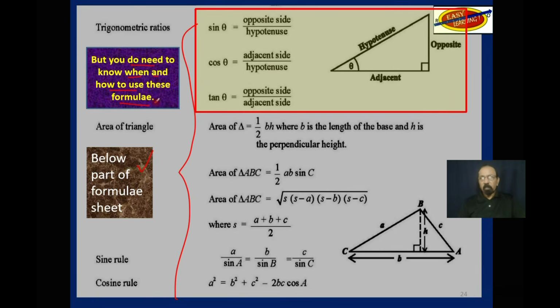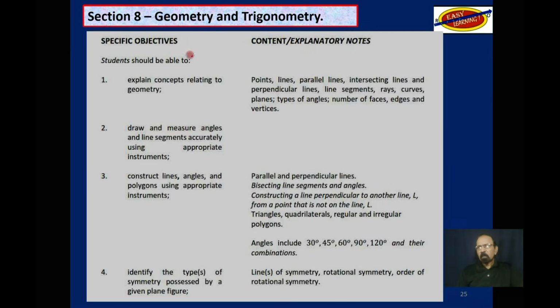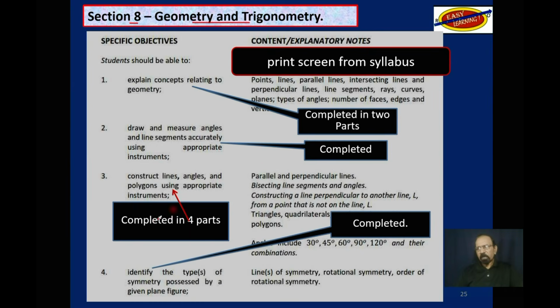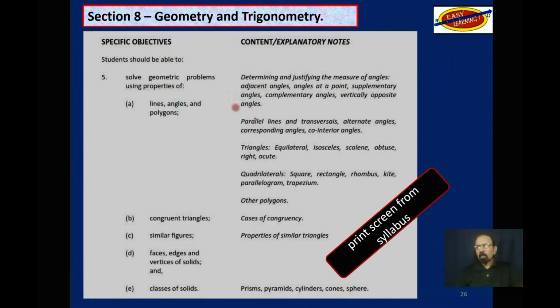As it relates to this specific objective, please note that this formula sheet has the trigonometric ratios defined on them. For example, sine theta is equal to opposite side over hypotenuse as it relates to this right triangle, and cosine and tan. So section 8, geometry and trigonometry. We have finished all the objectives on that page.